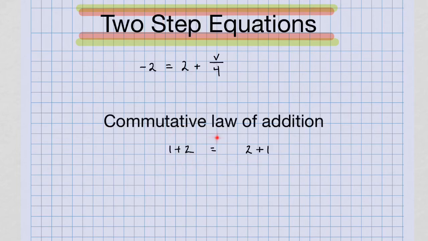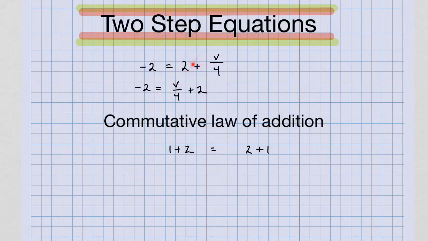So how the commutative law of addition looks here, let's say I want to change how this looks, then I could say that this equals negative 2 equals v over 4 plus 2. See this commutative law of addition, I'm just moving this over. Notice that now there's a plus sign in front of the 2. There was no plus sign here, but now there's a plus sign. That's because if you don't see a negative sign, you're going to automatically assume that it's positive.